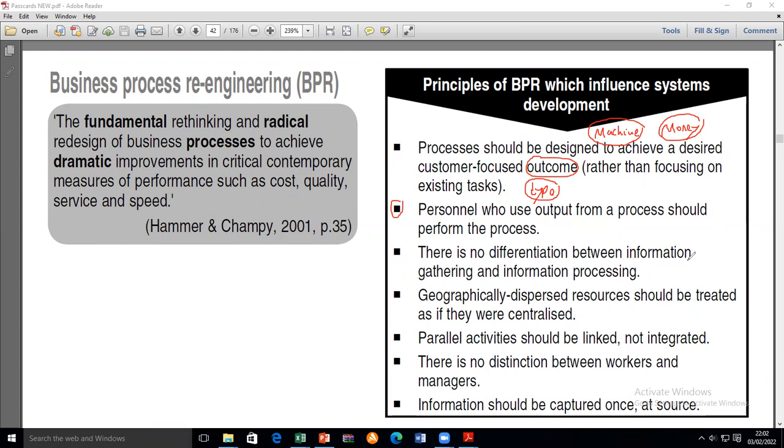There is no differentiation between information gathering and information processing. These things are taking place at the same time now. These things are real time. Geographically dispersed resources should be treated as if they were centralized. That's true. We don't even know that the people who are serving us are in different geographical regions. We don't see it. When you come to your screen, as far as you are concerned, everybody is just behind there doing everything for you.